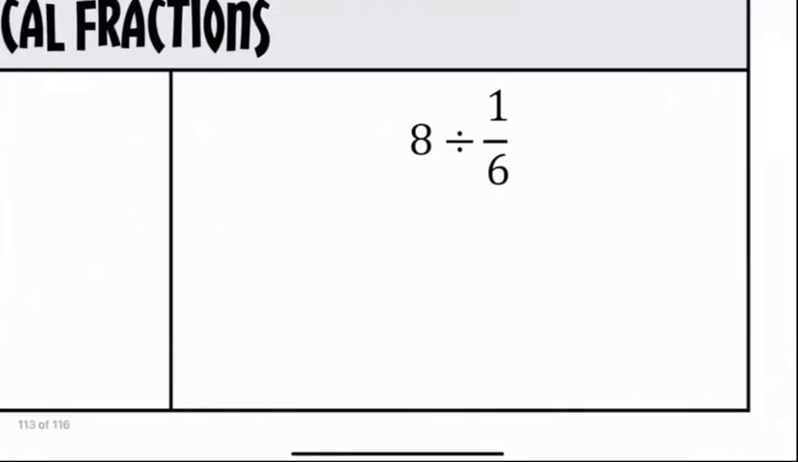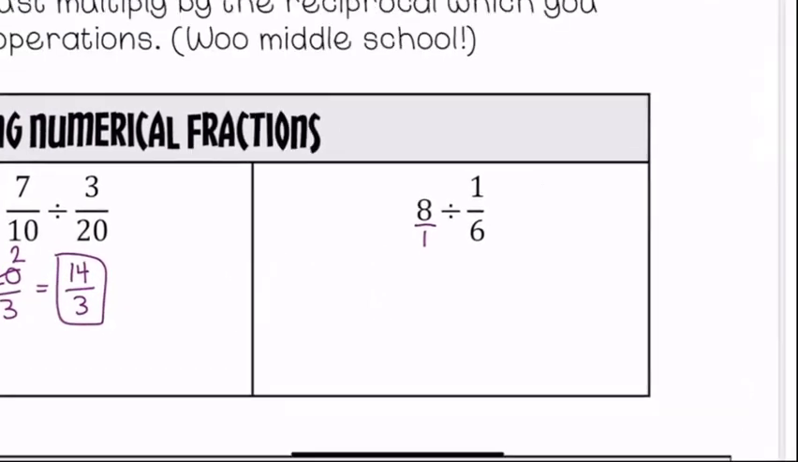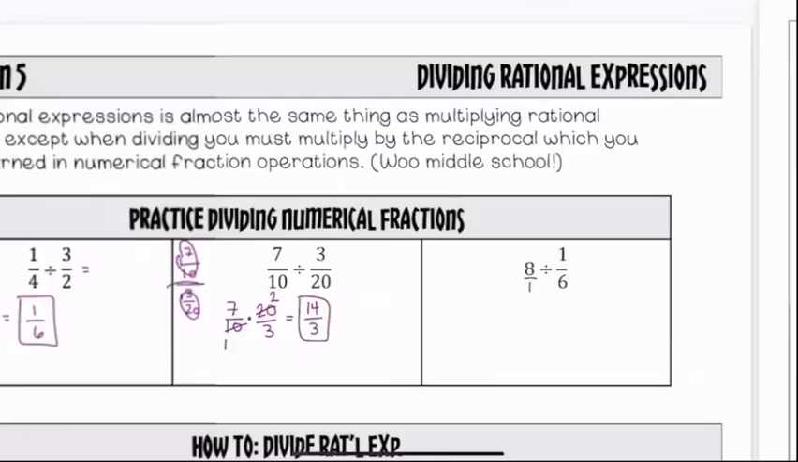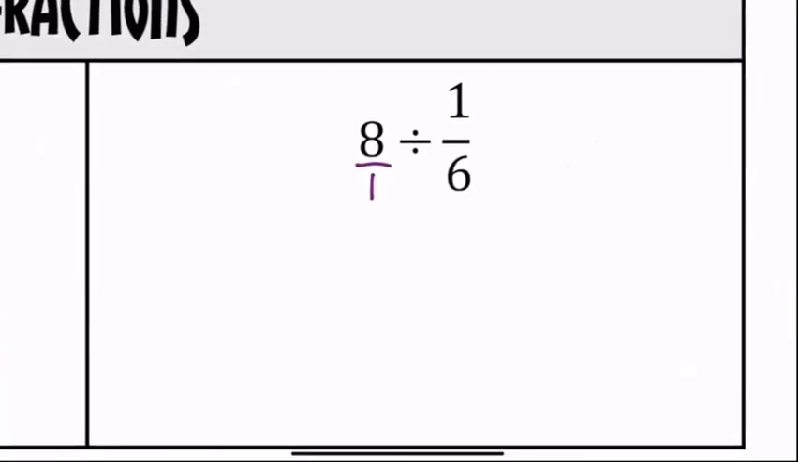This last one here, we have a whole number. Remember, if you have a whole number, its denominator is always going to be equal to 1. So anytime you see just a plain old number, its denominator is 1. If you see something that doesn't have a denominator, its denominator is 1. We should always write it down.